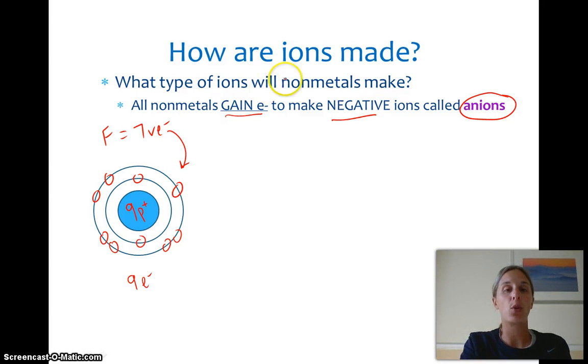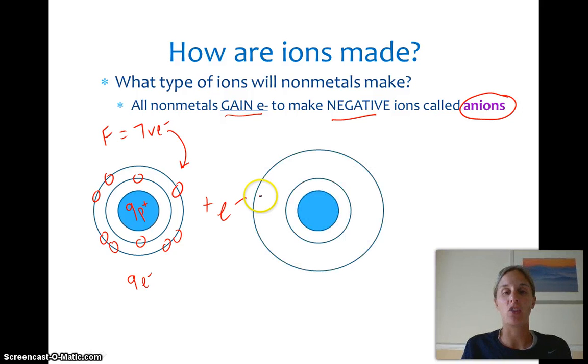So again, with fluorine, it has a decision to make. It wants to go ahead and become octet happy. So it can either lose 7 electrons or it can simply gain 1. In this case, adding 1 electron to this atom is going to be much easier than losing 7 electrons. So for your nonmetals, it's going to be much easier for them to gain than to lose. So this guy would take on an electron to turn into a fluorine anion.